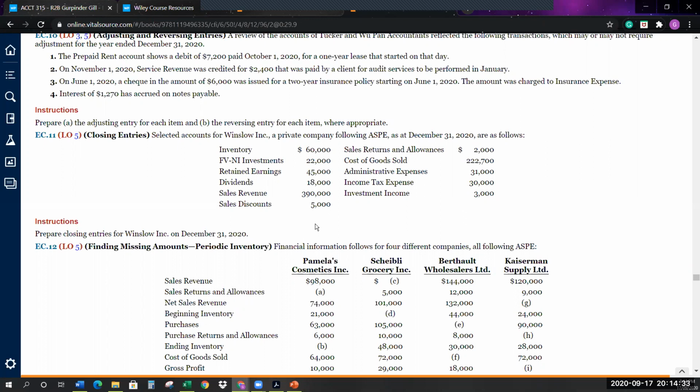Retained earnings. Retained earnings is a special account. Guys, please mute yourself when you're not talking. Thank you. So your retained earnings account is a special account.